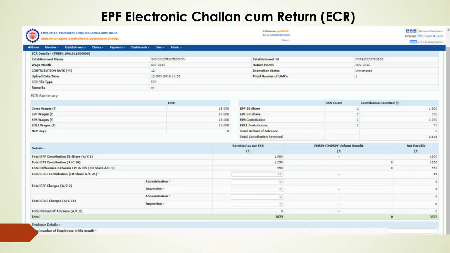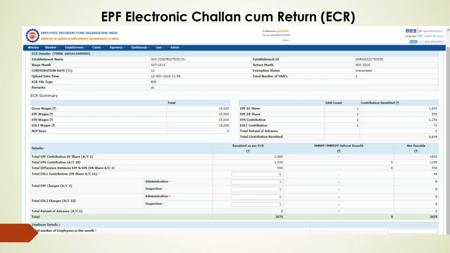Now after registering, on a monthly basis you would be required to pay the tax on or before the 15th. Plus in EPF, the monthly ECR, electronic challan cum return, you have to submit. So it's an integrated form. Making the payment and submitting the return under PF, it's an integrated form. You can make the payment as well as submit the returns using this ECR.